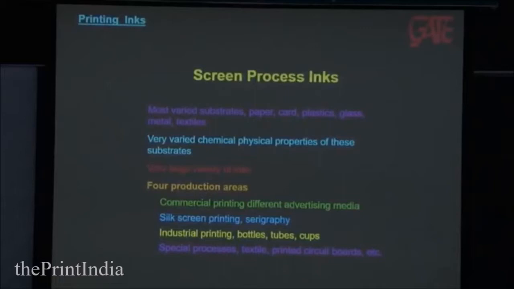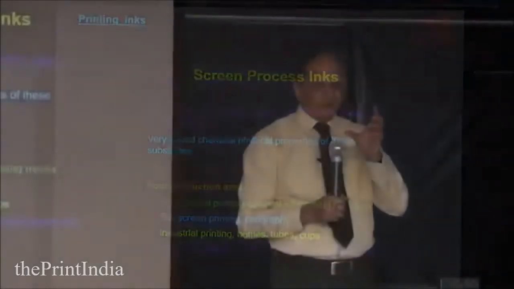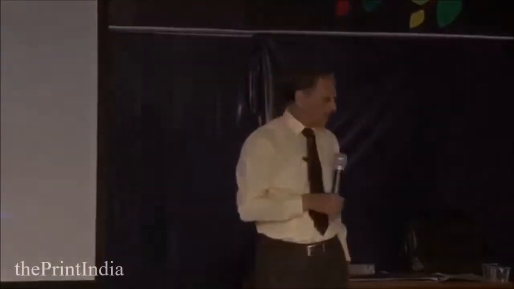Okay. So 4 production areas: commercial printing with different advertising media, sales, screen printing, that is serigraphy. I don't know if you have heard of Marvel Studio. It's in Ahmedabad, and they produce some of the finest screen printing by serigraphy. It's a manual method. In fact, they have been getting the jury's award at the All India Printing Competition. Then industrial printing like bottles, tubes, cups, special processes, textile, circuit boards, car dashboard. Okay, that is screen printing.